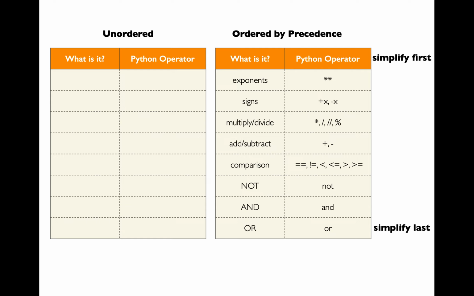Sometimes it can be tricky for you to remember the fact that signs have higher precedence than multiplication and division. So I've come up with an example expression here which can potentially help you remember that signs have higher precedence. The expression here says 10 minus minus 2 integer divide 3.